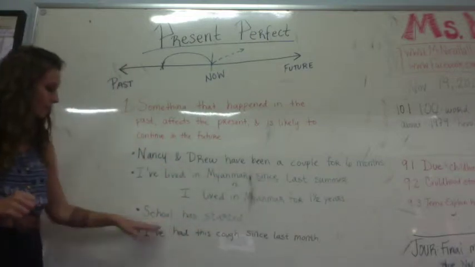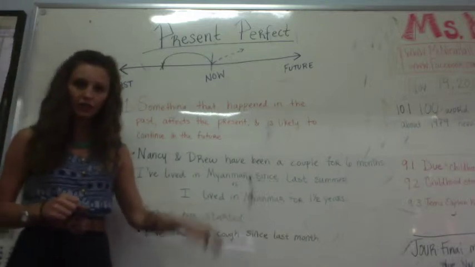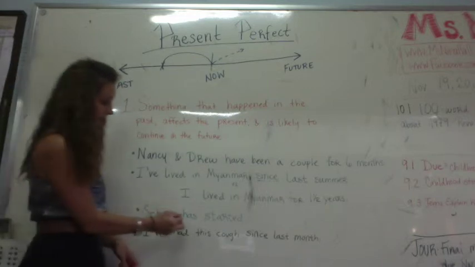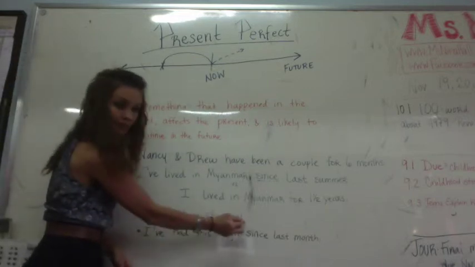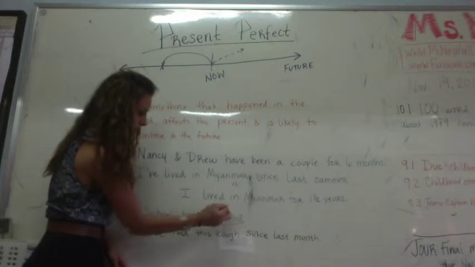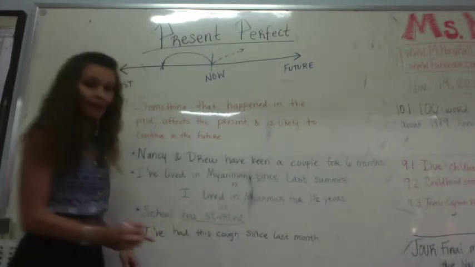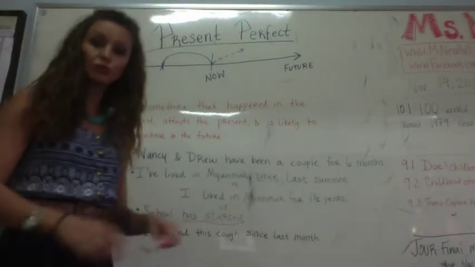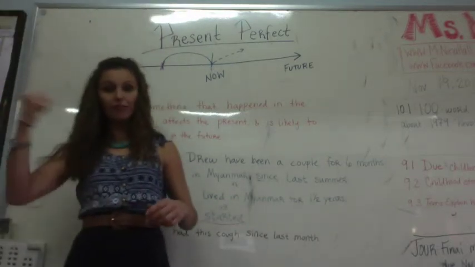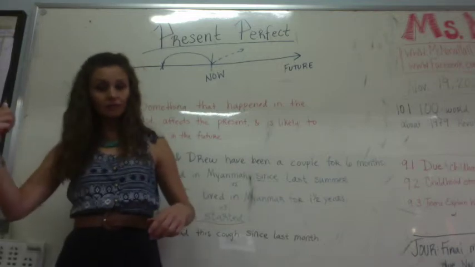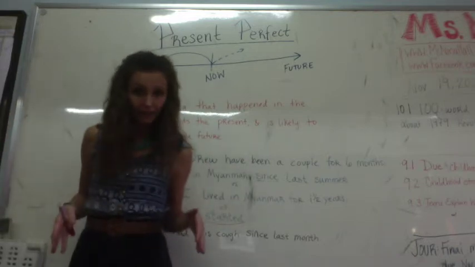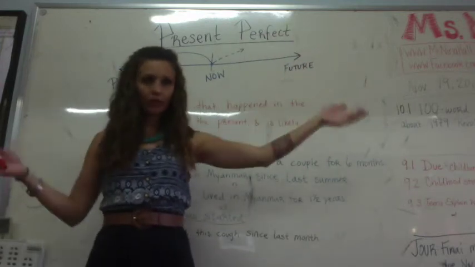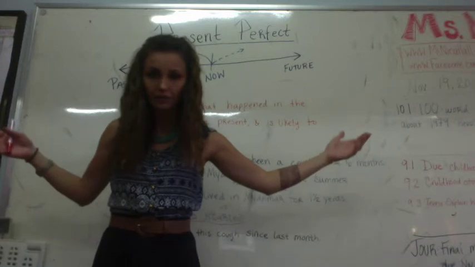Next example, school has started. We have our present perfect, has started. Here's our V3, started, and here's my present tense of have, in this case, has. So this means that school started in the past, a while ago, and it's still going on right now, and it's likely to continue. It will continue until 3:30 when the bell rings and we're out of here, or whatever.